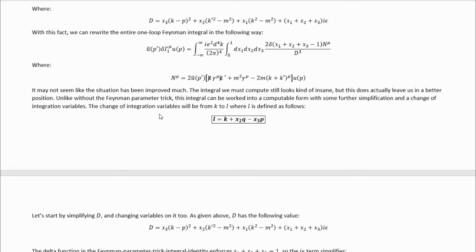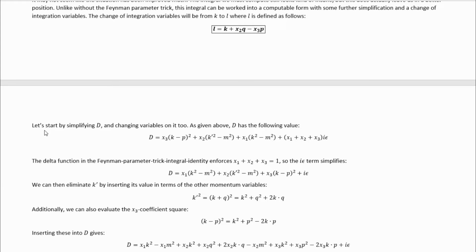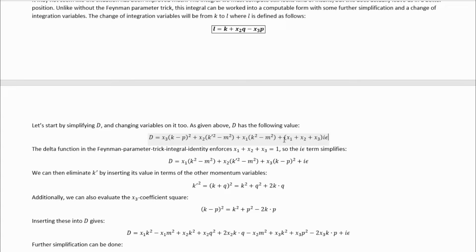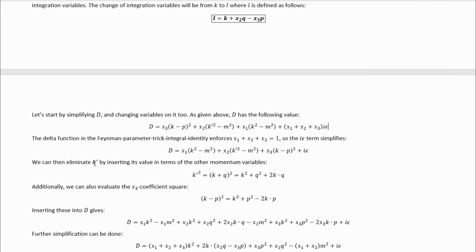The change of integration variables will be from k to L, where L is defined this way, and I mean this vector-wise. I'm dropping the index notation there just to simplify things, but this is true component-wise for the L vector, K vector, Q vector, and P vector. Let's start this process of simplification and variable changing by working with D, which is the factor that shows up 3 times in the denominator. As given above, d takes on this form. The delta function in the Feynman parameter trick integral identity forces this constraint, which simplifies this term to that.